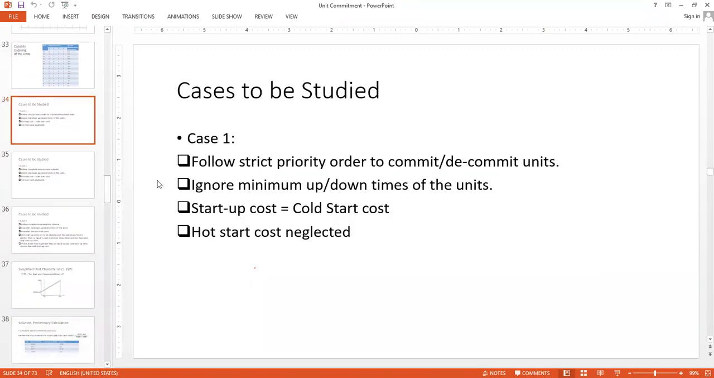So you can say this is a pretty much simplified version. Okay, we are following the strict priority ordering. So that means many of the available states will not be feasible because of the priority ordering. We are ignoring uptime and downtime. We are not considering hot start cost. So many assumptions are there. Many simplifying assumptions are actually associated here.